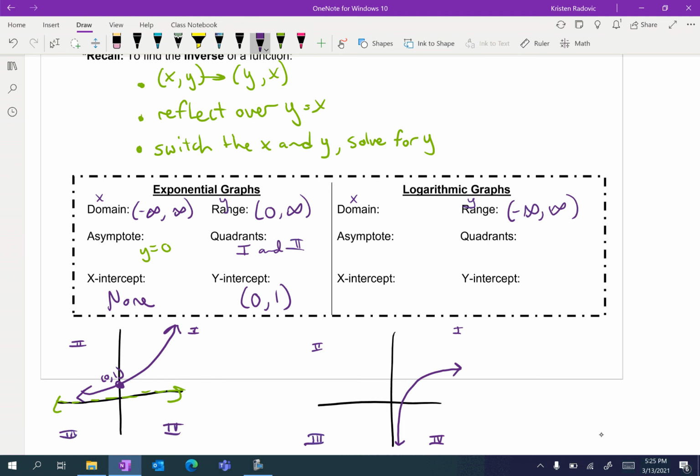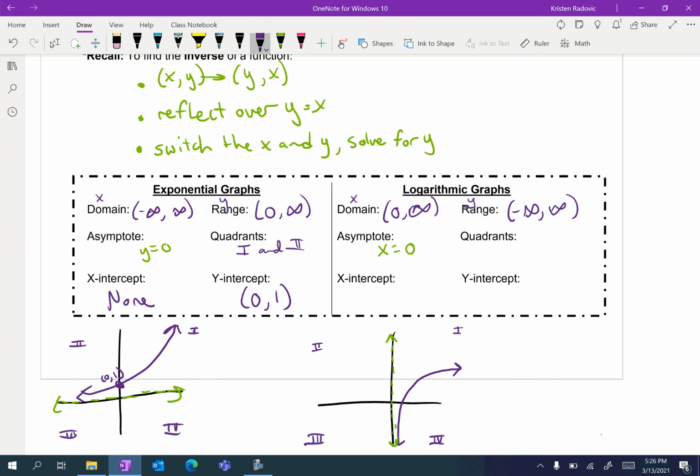However, with exponentials, my range was limited. I only had positive y values. With logarithms, my domain is going to be limited, and I'm only going to have positive x values from 0 to infinity. We're flip-flopping. If originally I had an asymptote of y equals 0, if I switch my x and y values, now my asymptote is going to become x equals 0. And that's why it's important we know which one is which, because a lot of times the Regents questions try to trick you.